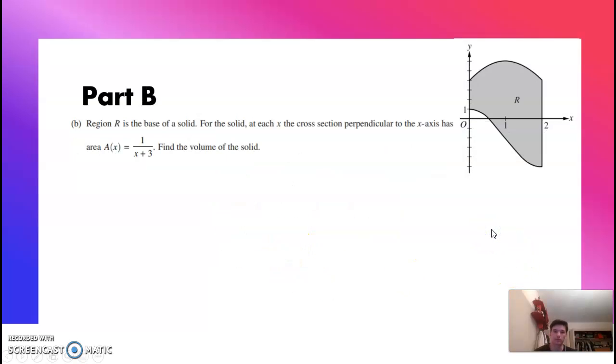Moving on to part B. Here we see we're asked to find the volume of the solid. So this is the second thing we're going to be asked. Remember, we had both area and volume that we were going to be asked to do with this problem, and so part B is the volume.